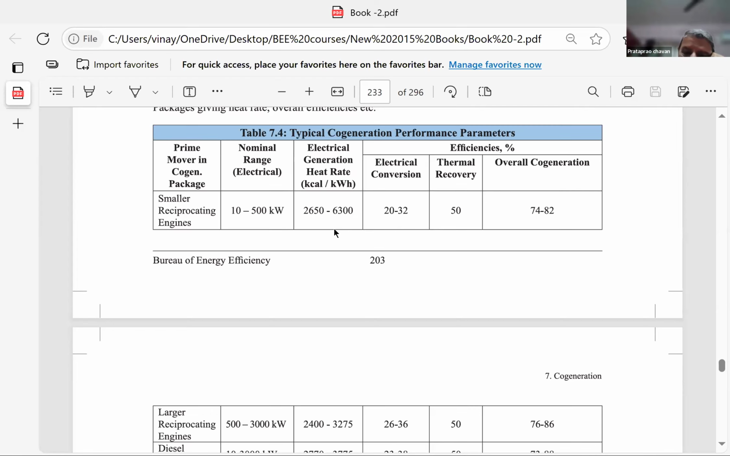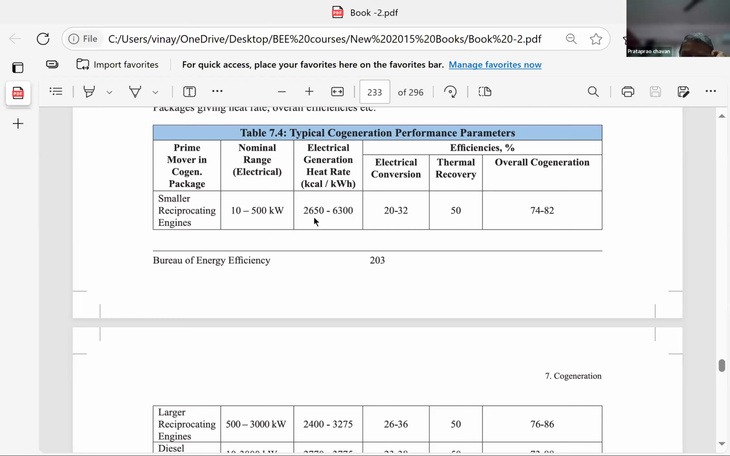But instead of that, your machine is taking 2650 kilocalories to generate 1 kWh. How poor your efficiency is. What is the efficiency? 860 upon 2650, almost 30%. You are operating the machine at 30% efficiency. So heat rate always gives you how much heat your machine is consuming to generate 1 unit of electricity, kWh. So lower the heat rate, more efficient is the machine.